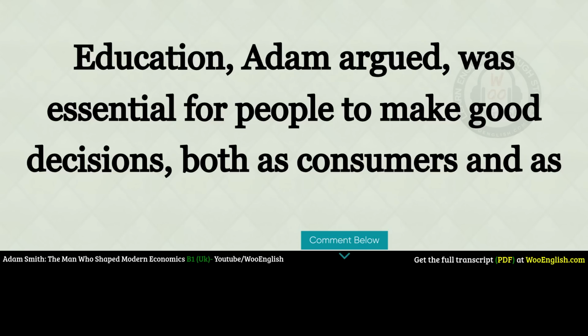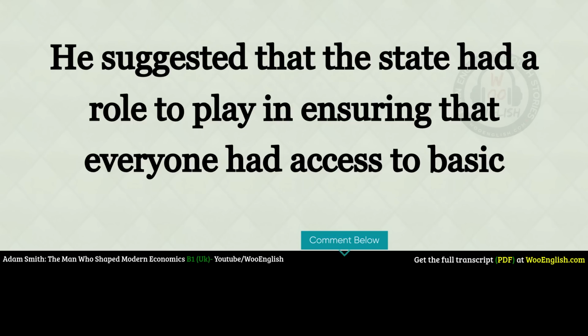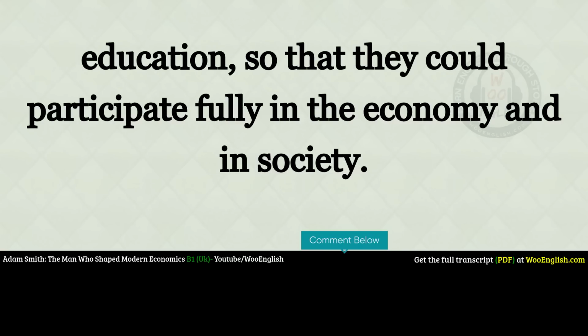Education, Adam argued, was essential for people to make good decisions, both as consumers and as citizens. He suggested that the state had a role to play in ensuring that everyone had access to basic education so that they could participate fully in the economy and in society.